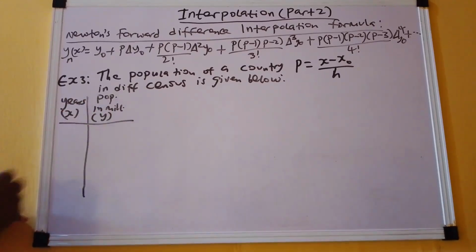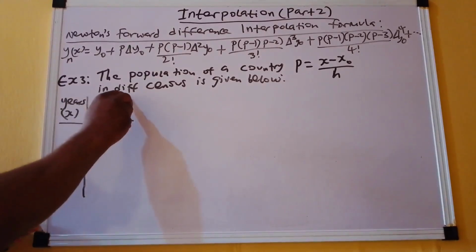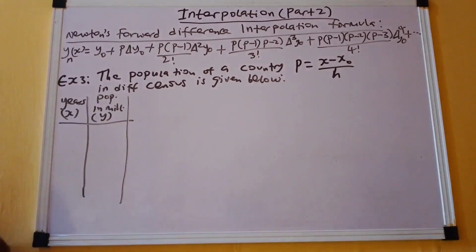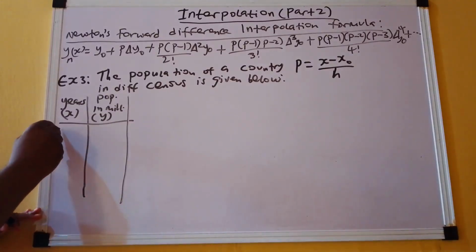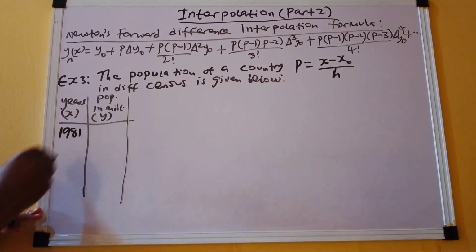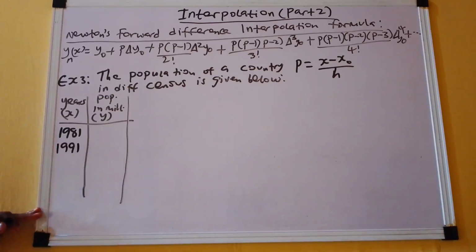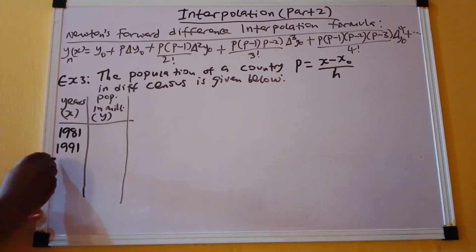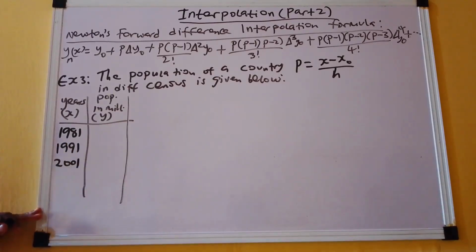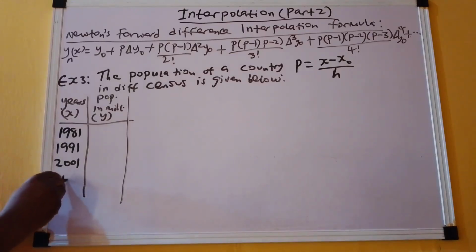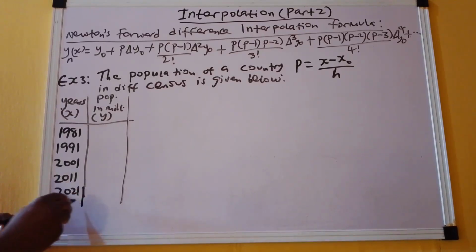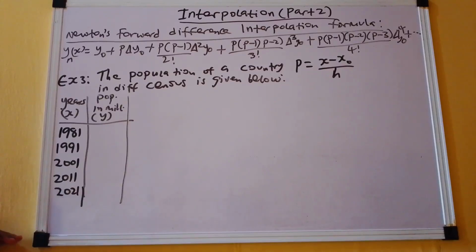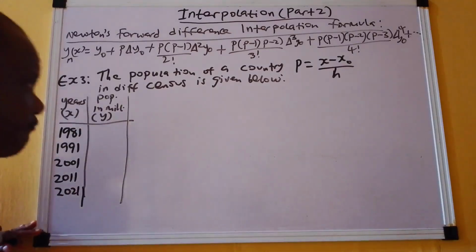So permit me to write it this way. We have the first year 1981, then the second one 1991, then the third one 2001, then the next one 2011, then the last one 2021. So these are the years we are going to be considering.